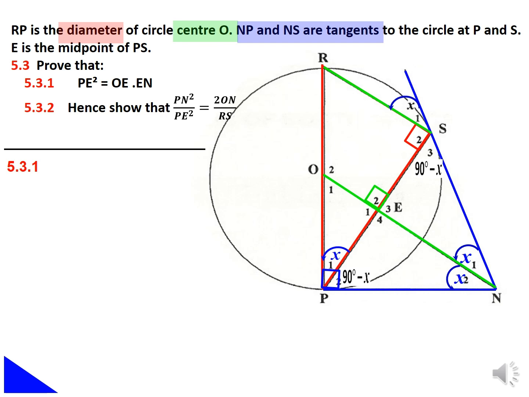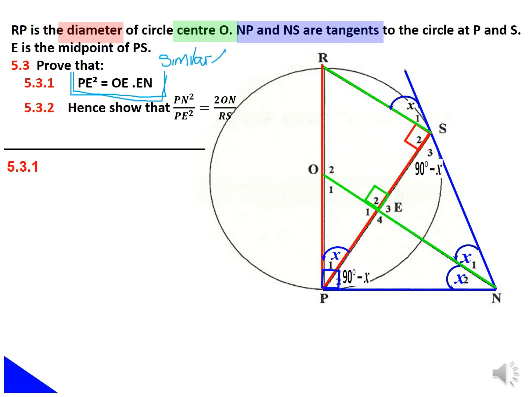5.3.1. We want to prove that PE squared is equal to OE plus OE multiplied by EN. Now, this kind of expression, the moment you see it, start thinking immediately about similar triangles. There are definitely triangles that are similar that have produced this expression.